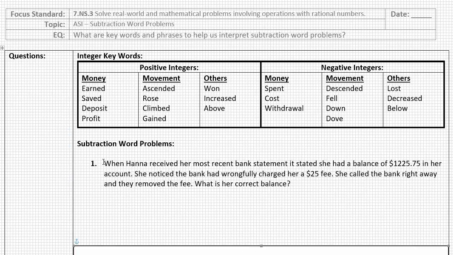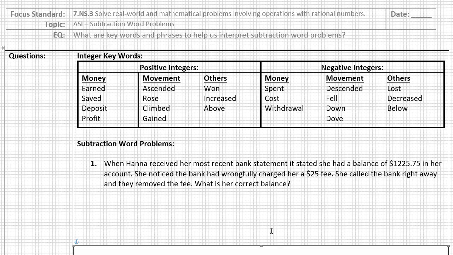So in our first problem, Hannah received her most recent bank statement. It stated that she had a balance of $1,225.75 in her account. She noticed the bank had wrongfully charged her a fee of $25. She called the bank right away, and they removed the fee. What is her correct balance?